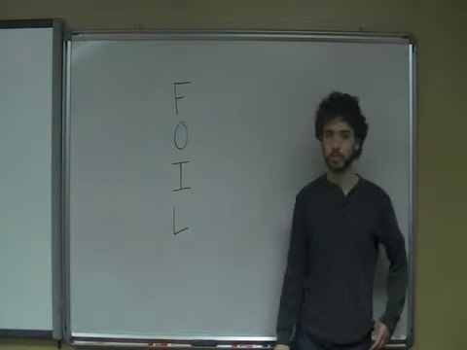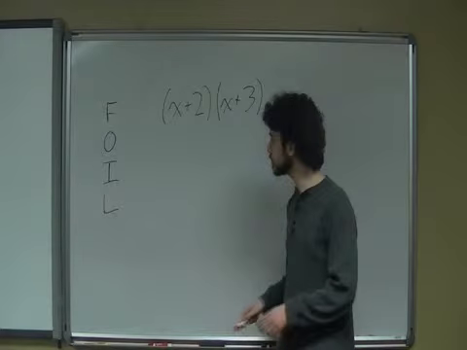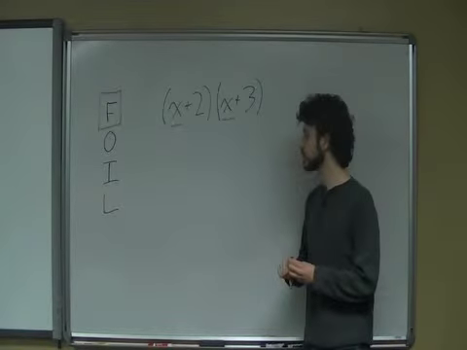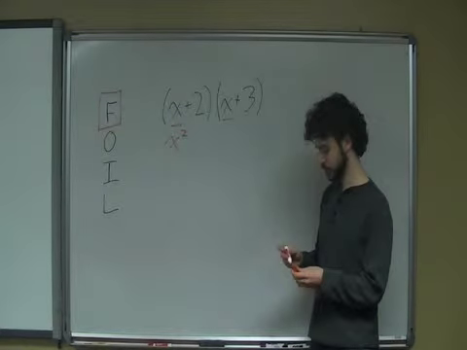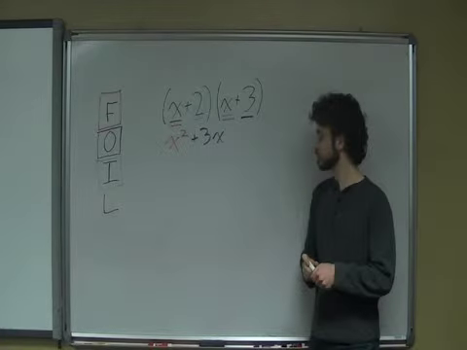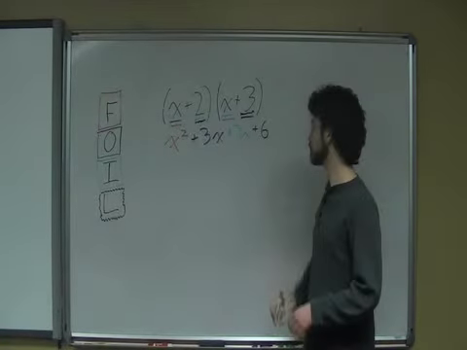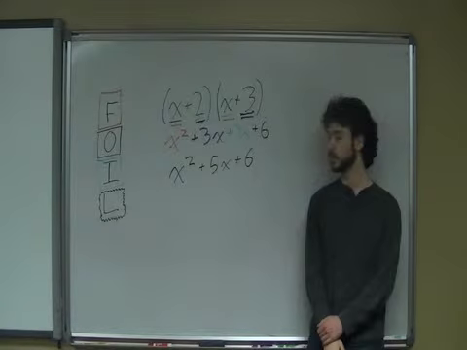If you want a quick and dirty way to multiply together binomials, try using FOIL. FOIL stands for first, outer, inner, and last. Let's try multiplying this one out using FOIL. First, we multiply together the first terms in each polynomial. Then we multiply together the outer terms. Then the inner terms. And finally the last terms. The sum of all of these terms is our answer. Now we just have to simplify and combine like terms.